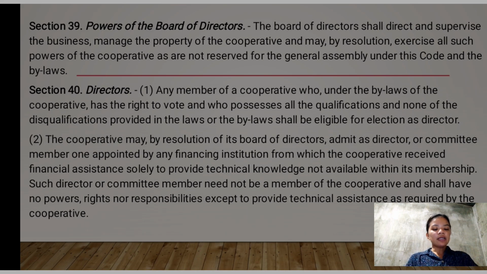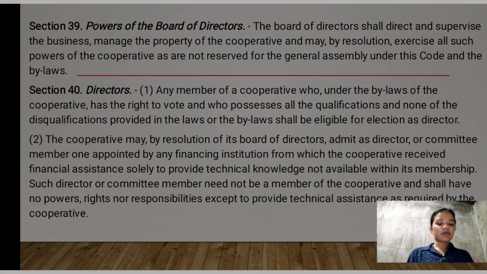Section 39, it outlines the powers of the board of directors. The board is responsible for directing and supervising the cooperative's business and managing its property. The board can exercise all powers of the cooperative except those that are specifically reserved for the General Assembly as stated in the Code and the cooperative's bylaws.